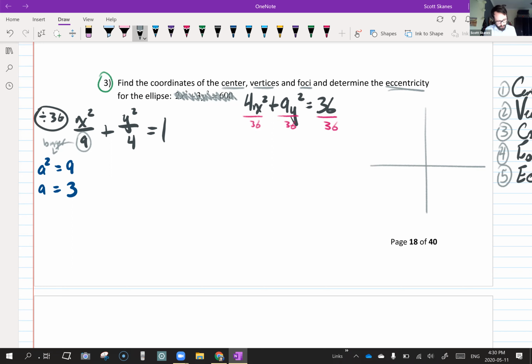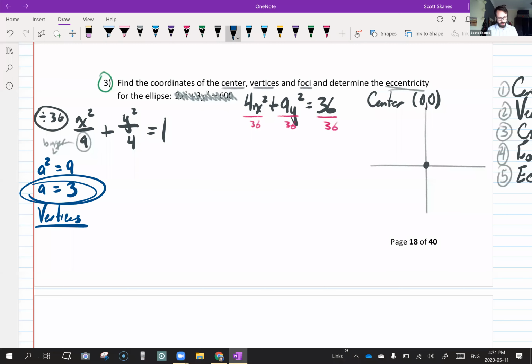So first things first, what's the center? Center is 0, 0. I know that because I'm looking at this, and there are no h or k. So the center is in the middle of this, 0, 0. Now, that's all I can do so far, although I can get the vertices because I have a. So the vertices come from a. How you do this, you take the center, and for x in this case, you go 3 to the right and 3 to the left, because in this case, I have a equals 3. That's how far I go from the center.